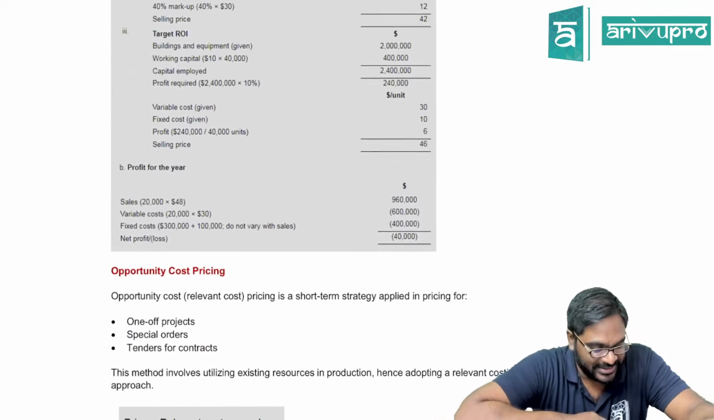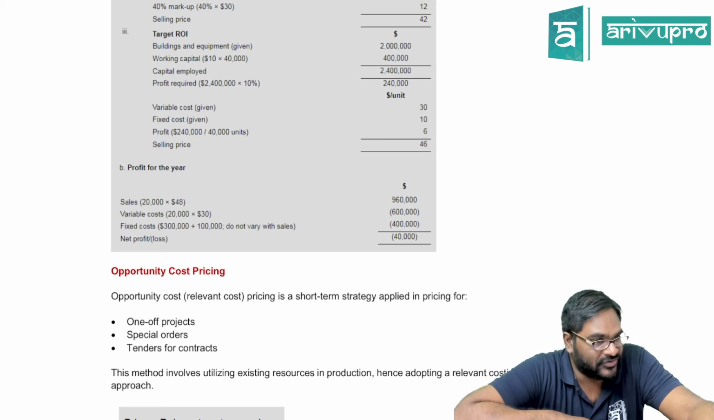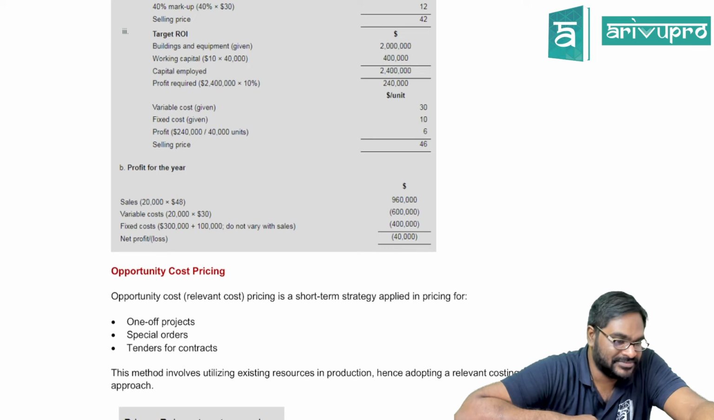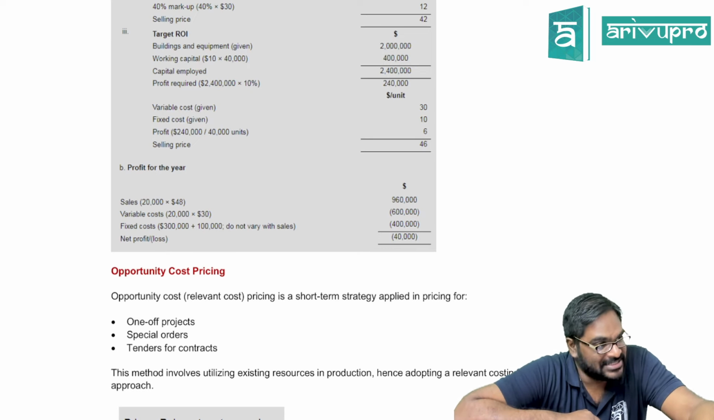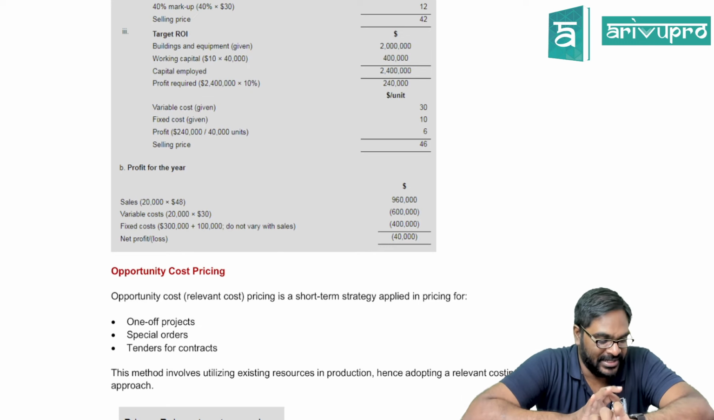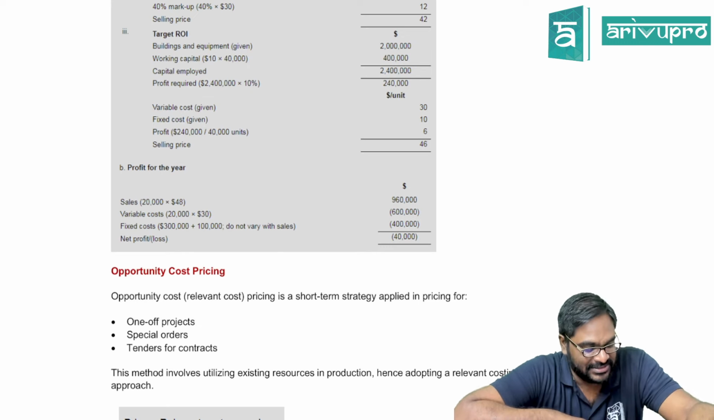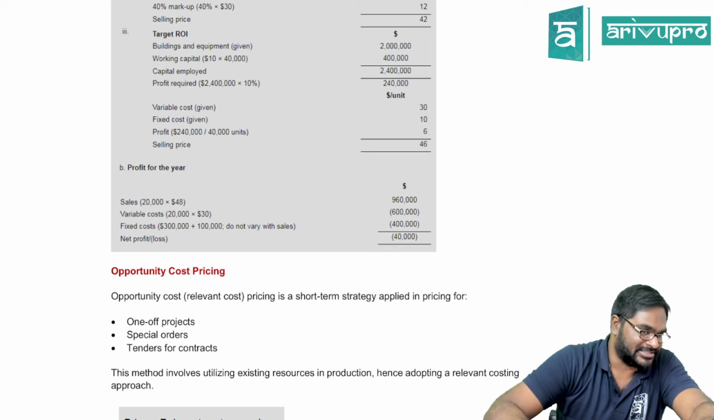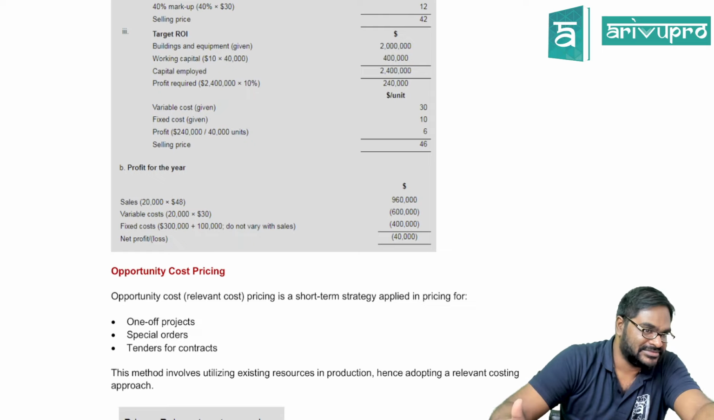So simply, sales is 20,000 into 48 because our price would be 48 now. Variable cost 20 into 30, which is going to be 600,000. Fixed cost is not going to change, the entire 400,000 would be there. As a result, the net profit would be a loss, 40,000 loss. Are we good?